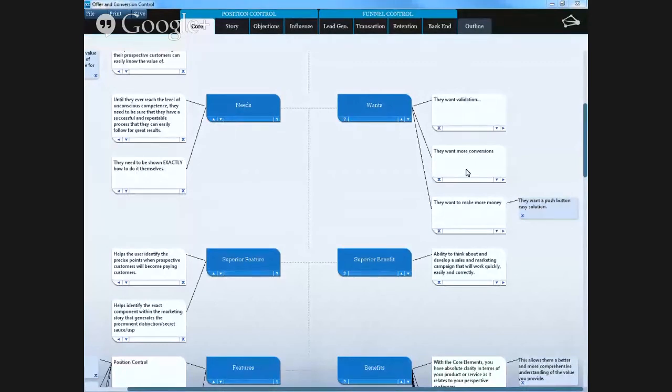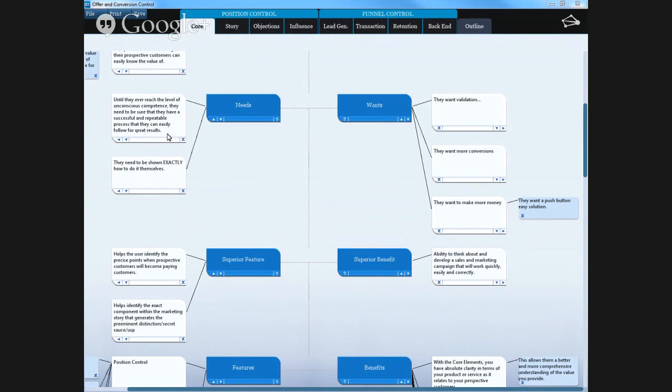Now, what they need is, until they actually reach that unconscious competence level that we've talked about, where they don't even have to think anymore about how to execute what they know because they've got thousands of hours of usage and mastery, they need to be sure that they have a successful and repeatable process that they can easily follow for great results.